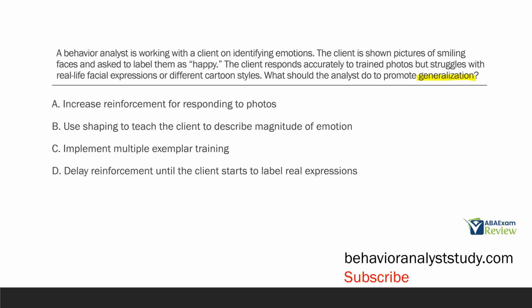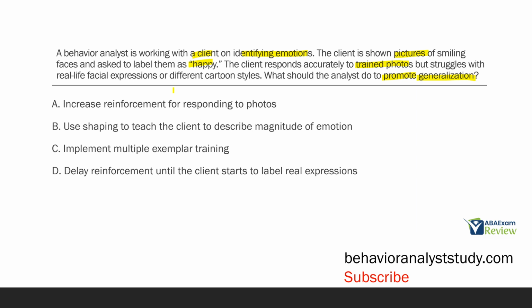Now, when it comes to generalization, it is one of the most important things that we can do, if not the most important. If our clients are not generalizing, we're not being effective, and we have to be effective. We don't wait and hope for generalization. We plan and promote generalization. In this case, the analyst wants the client to identify emotions. So they have pictures of smiling faces, and the client says happy. They can do this now with trained photos, but they're still not doing it with real life expressions or different cartoon styles.